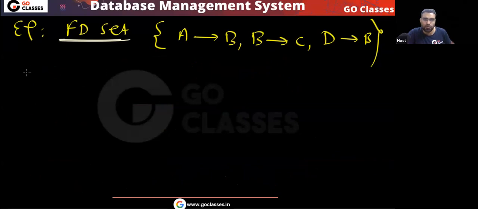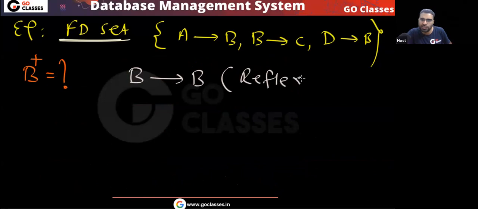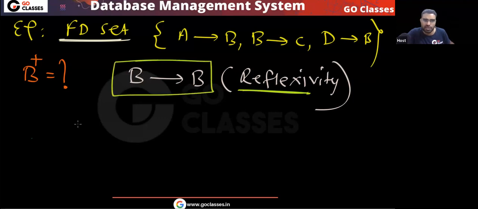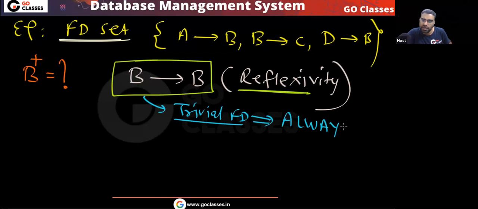In the same question, what is the closure of B? What things can B determine? See, B can determine B. Why? This is your reflexivity. This is your trivial functional dependency. You already know, a trivial functional dependency will always hold. Trivial FDs always hold in every relation. So B can determine B.